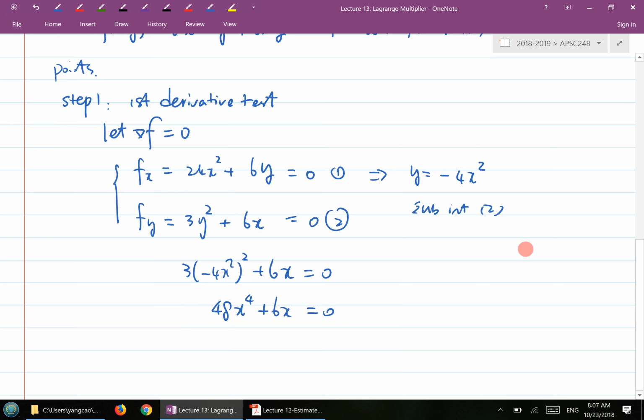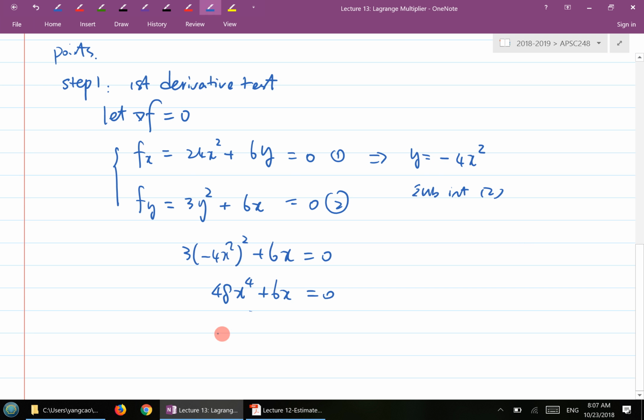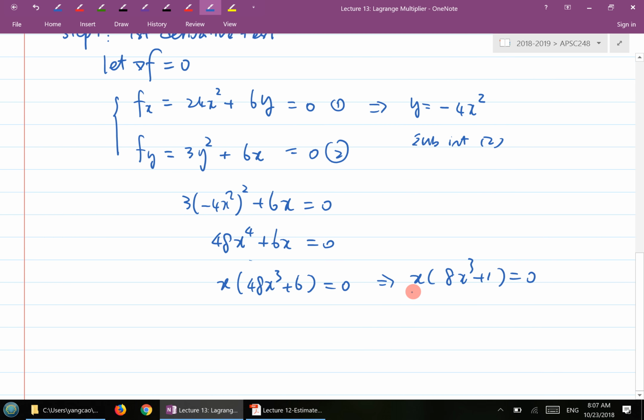So take out the common factor x, and you get 48x cubed plus 6 equal to 0. You can cancel a common factor of 6, so 8x cubed plus 1 equal to 0. That's the simplest form you can get. Then, in order for this to be 0, either the first factor is 0, so x equal to 0, or 8x cubed plus 1 equal to 0, and that gives us x equal to negative 1 over 2. So there are two solutions.